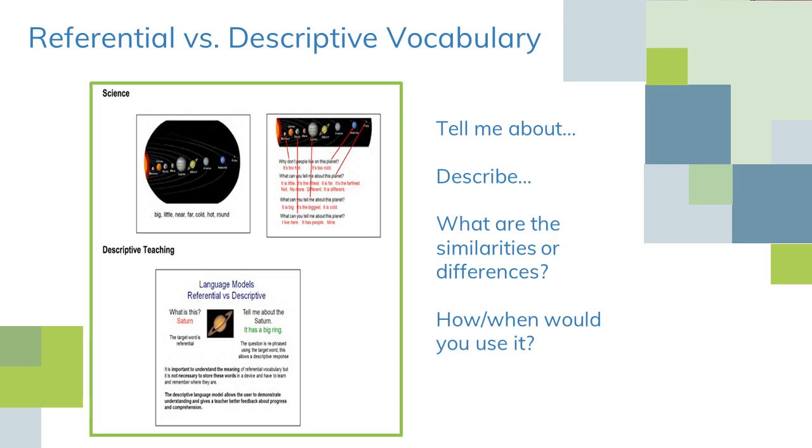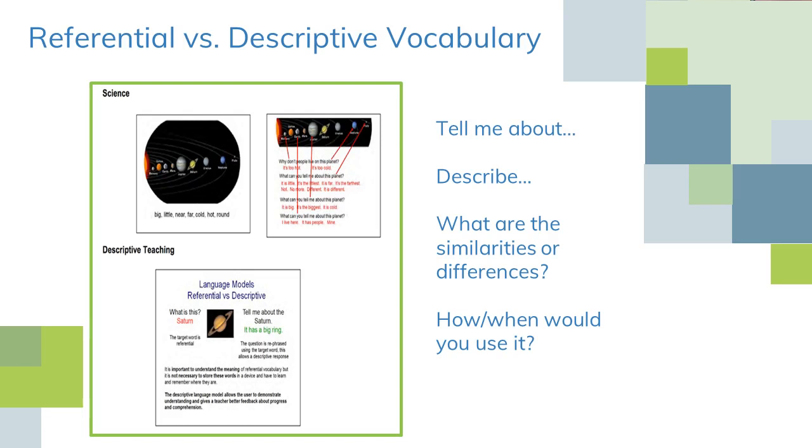So a science lesson, for example. A referential question may be, what is this, or what planet is this? Saturn. Well, most students aren't going to have the word Saturn on their devices unless we program that in there. But really, if we look at it, how functional is that? How many times in their life are they going to use the word Saturn? But if we ask them, well, tell me about Saturn. It has a big ring. Look at all those core words in there. And those are words that they're going to be using most of the time throughout their life.